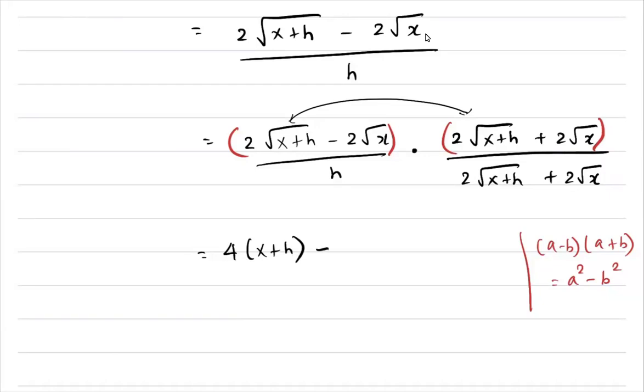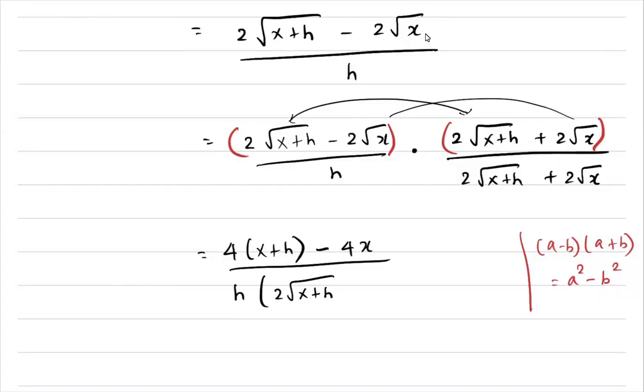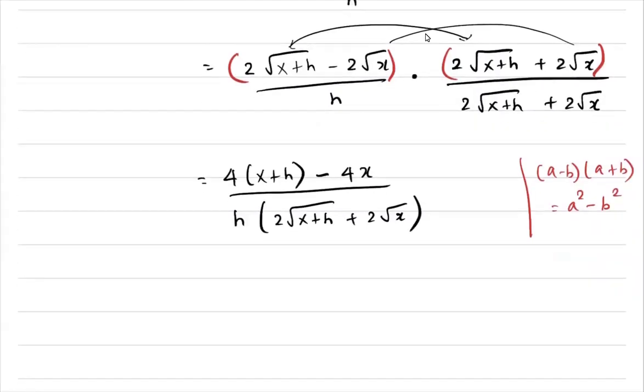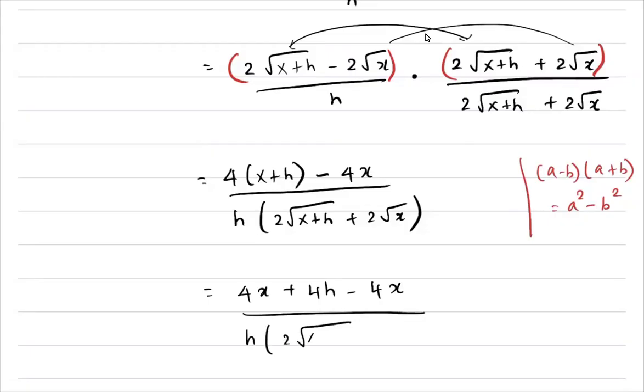Minus 2 times 2 is 4. Square root of x times square root of x is just x. All over h times 2 times square root of x plus h plus 2 times square root of x. So distribute now: 4x plus 4h minus 4x, over h times 2 times square root of x plus h plus 2 times square root of x.